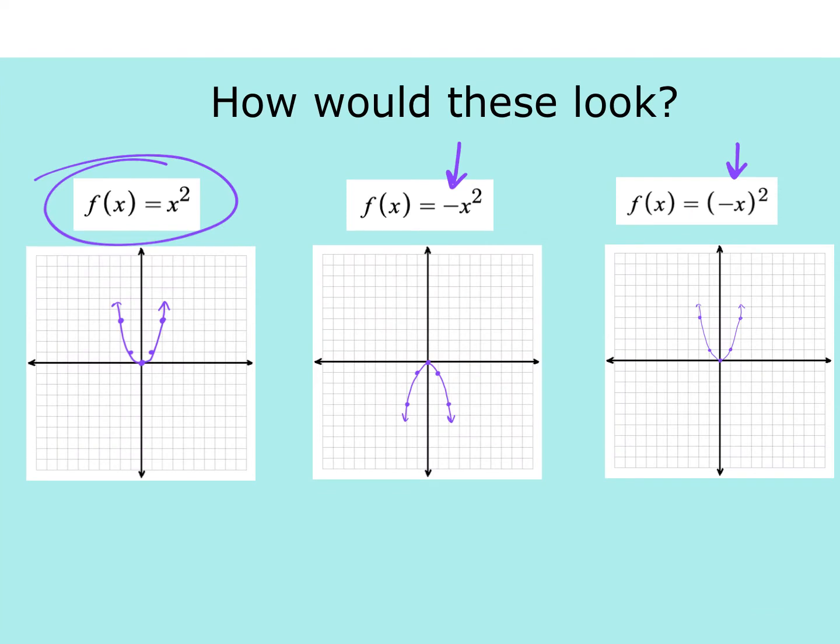All right, in our original parent function, y equals x squared, we get a nice parabola shape, the U shape. When I add the negative to the outside of the function, the parabola has now been flipped upside down. So flipping it vertically, we would call this a vertical reflection.